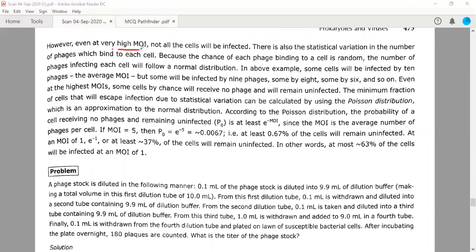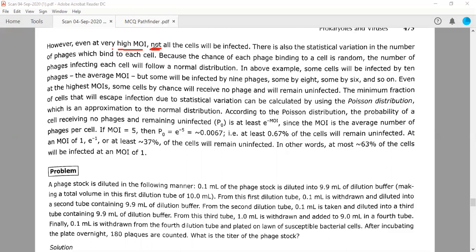This also will not give you the guarantee that all the bacterial cells will be infected. Not all the cells will be infected. This will not assure you that all the bacterial cells are infected, although you are having 10 viruses per bacterial cell. Still, there is no guarantee that all the bacterial cells will be infected.